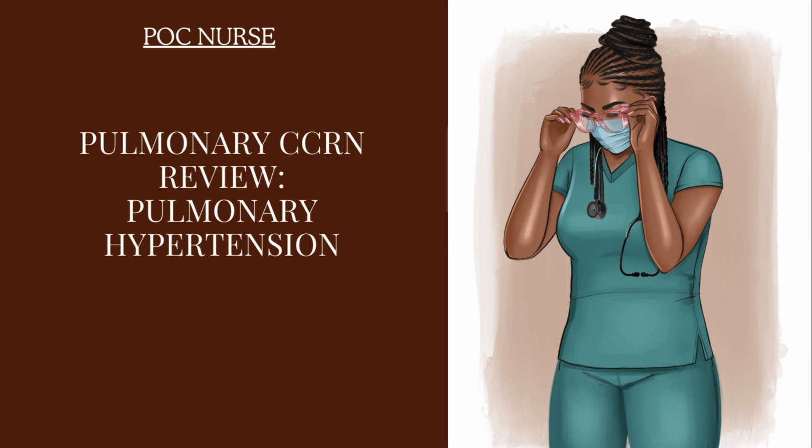Now, when we talk about diagnostic tools for diagnosing pulmonary hypertension, the gold standard is doing a cardiac cath. That's a right-sided, a right heart cardiac cath. When we do that, we can diagnose the patient with pulmonary hypertension. This is the gold standard for diagnosing a patient with pulmonary hypertension. That's doing a cardiac cath.